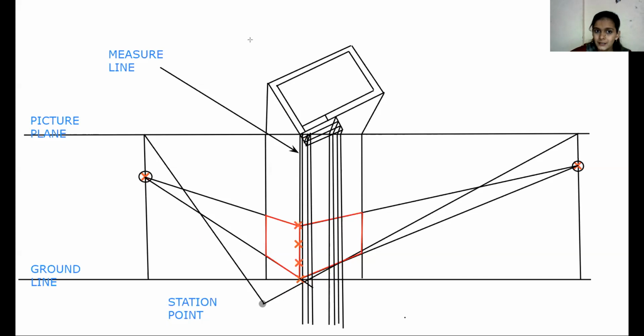Similarly, for the 3rd point, means the bottom 2nd point, this point with a green tick mark, you again need to join that point with the left vanishing point, and again we need to extend that line up to the 4th point vertical line. So the bottom 2 points are extended up to the 4th point vertical line. Now it comes up to the 3rd point.